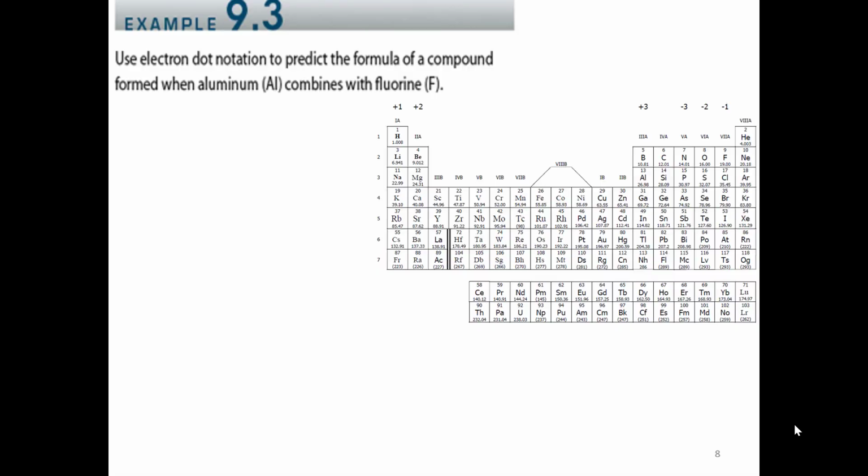Let's solve one more example. We will use electron dot notation to predict the formula of a compound formed when aluminum combines with fluorine. And let's see what is the compound that results if aluminum reacts with fluorine. The first thing we need to check is how many electrons aluminum has in the outer shell. We will check that in the periodic table: aluminum belongs to the third group, so aluminum has 3 electrons in the outermost shell.